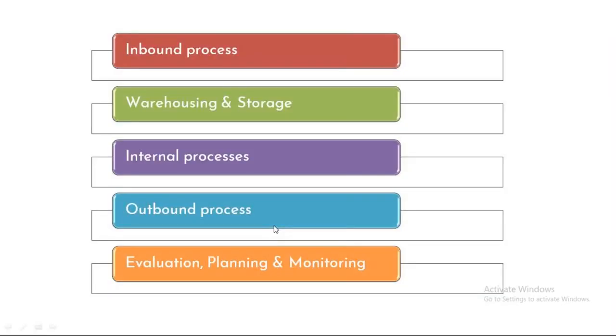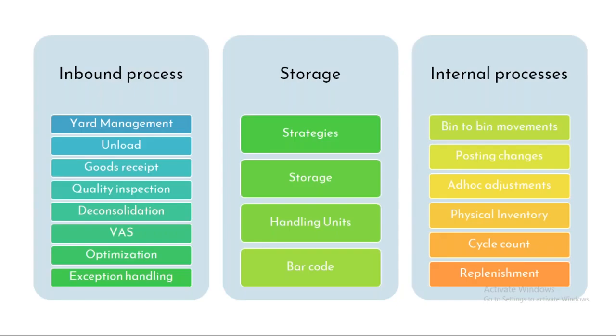So now, in EWM, if I go directly into the process of EWM, these are the main processes that we have. First is the inbound process, then we have warehousing and storage, then internal processes, outbound process, evaluation, planning, and monitoring. If I subdivide all these processes again, in the inbound process we have many processes, like yard management. I'll explain each and every option that we have here, and we'll try to understand.